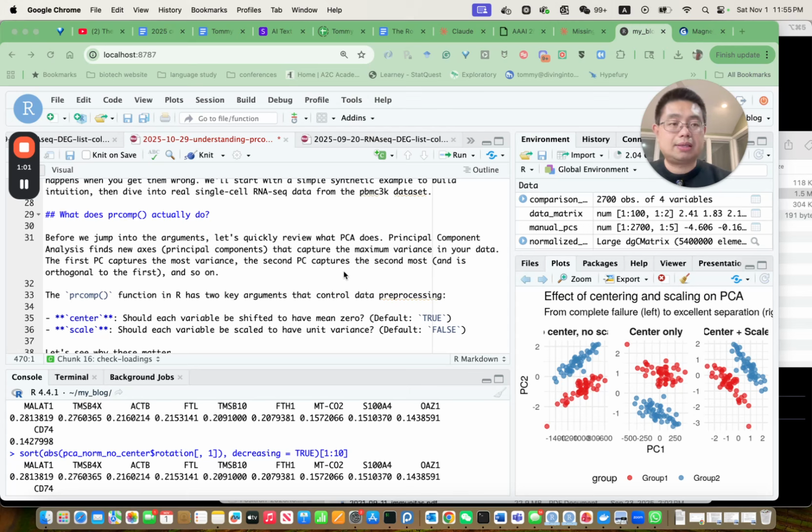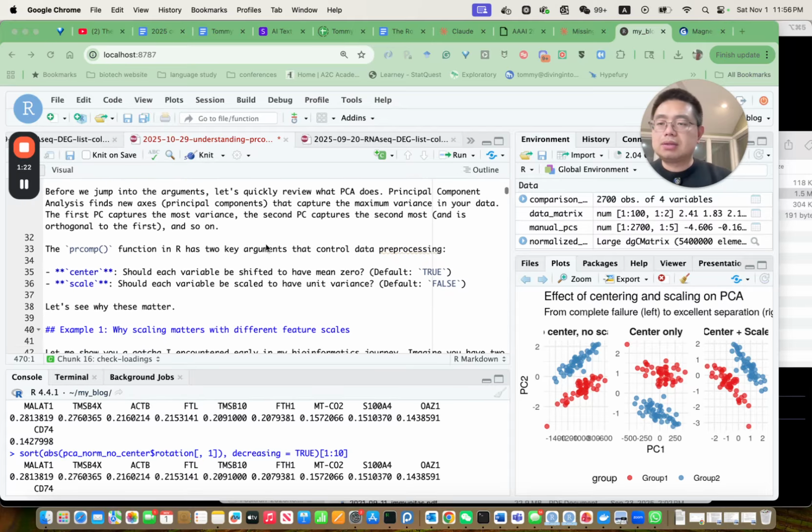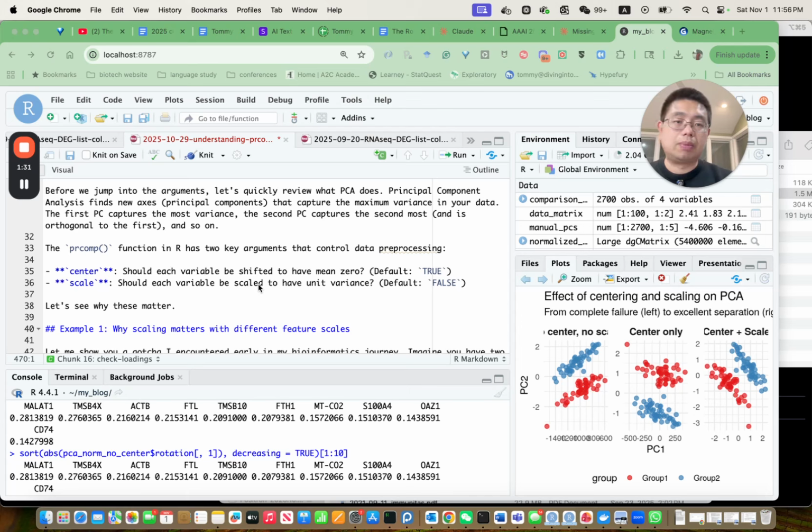PCA stands for Principal Component Analysis. It finds the new axes or principal components that capture the most variance in your data. The first PC captures the most variance, and the second PC captures the second most, and it is orthogonal to the first, and so on. So the prcomp function in R, the go-to built-in function in base R, is used to do a principal component analysis.